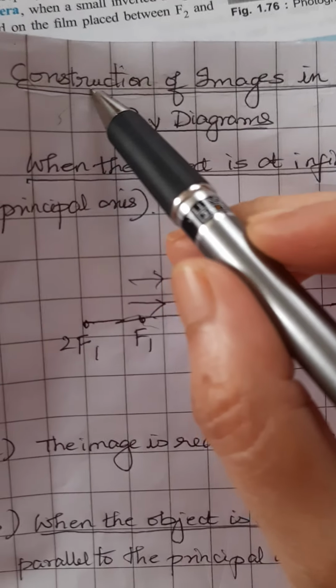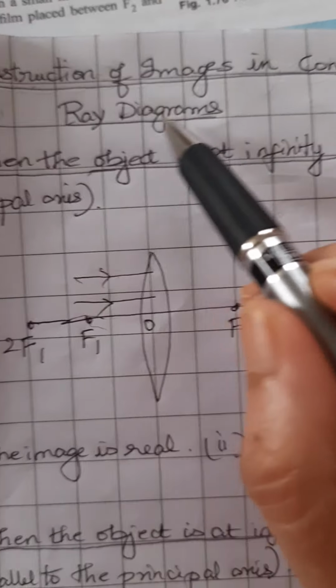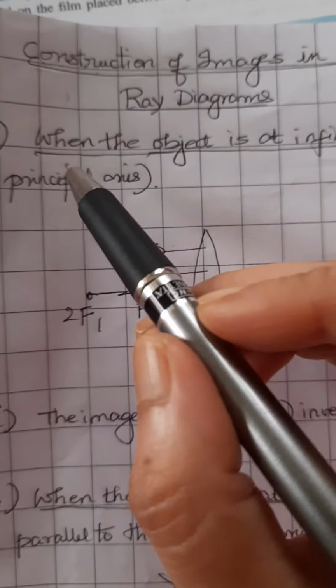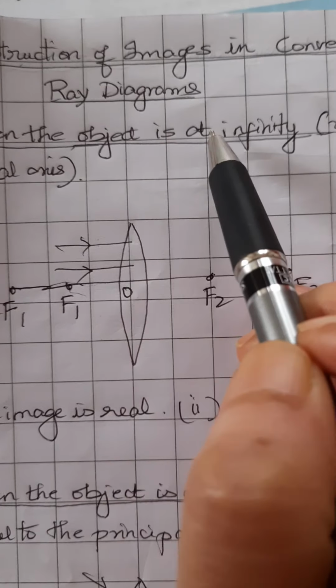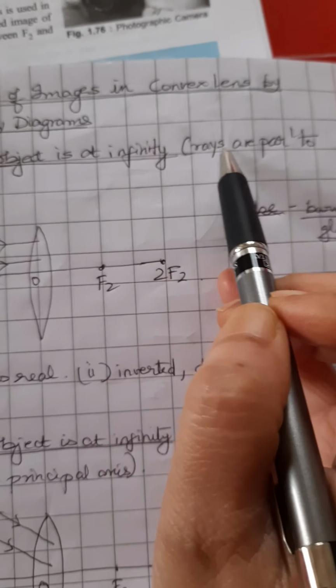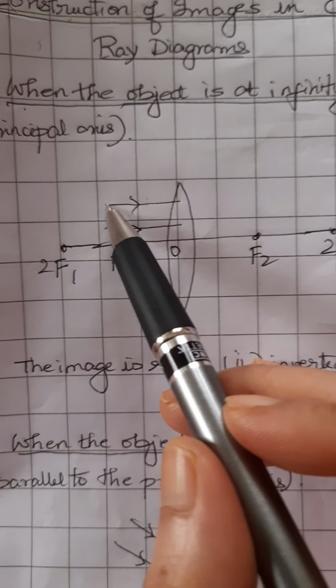Today we are going to look at the construction of images in a convex lens by ray diagrams. Let's look into the first case, when the object is at infinity and the rays are parallel to the principal axis, like this.